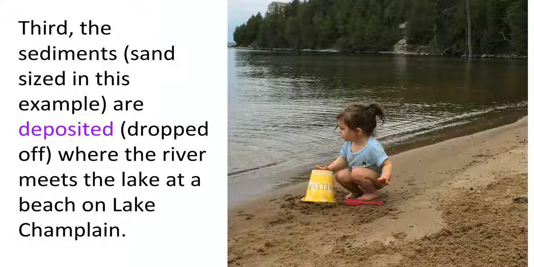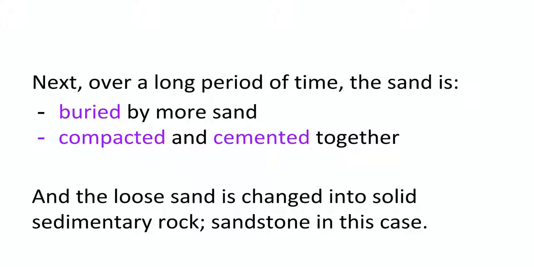Eventually, though, those particles stop being carried and are deposited, and oftentimes it's where the rivers slow down significantly, and that happens when the Ausable River meets Lake Champlain. So here's a picture of a beach along Lake Champlain, and sand is the sediment that's being deposited there. The next two steps I don't have pictures for because they happen underground. The sand is buried by other sediments, and it's compacted and cemented together. And over a long period of time, the loose sand is changed into a sedimentary rock. And so the rock sandstone would be formed.